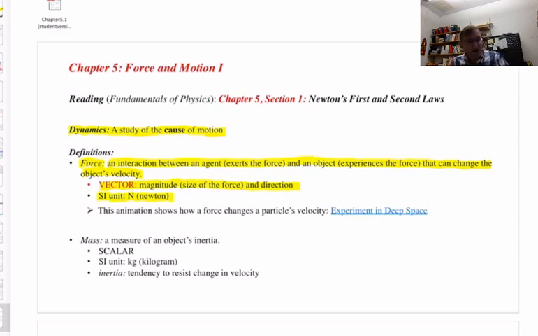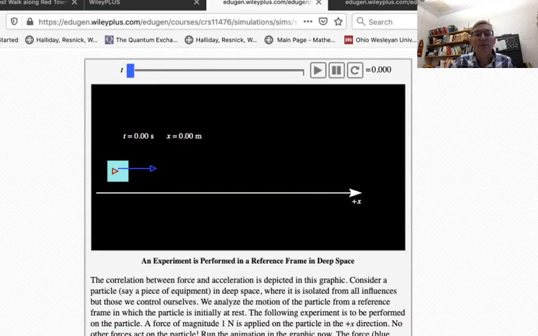All right, let's go to our first animation for this chapter, in which I want to demonstrate what I mean by my description of force as an interaction between an agent and an object that can change the object's velocity. I want to show you an animation where a force changes a particle's velocity. So let me transition now to a Wiley Plus animation.